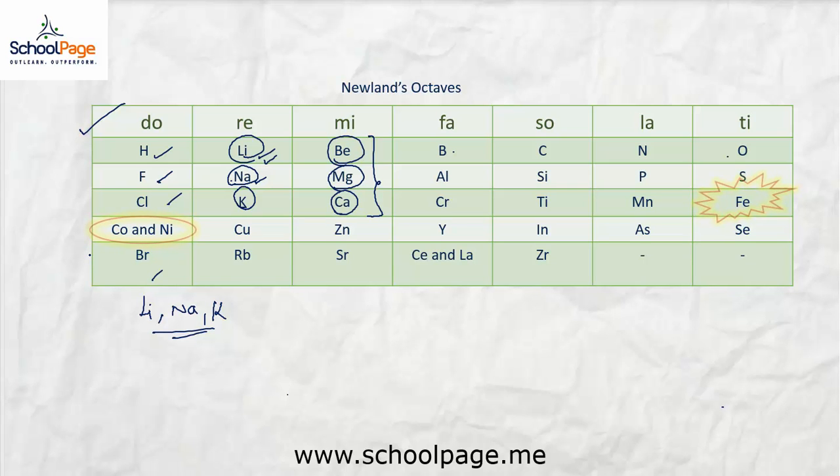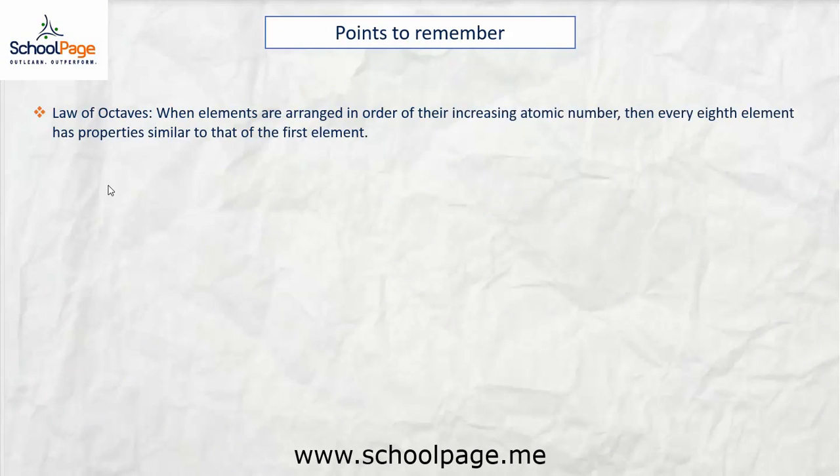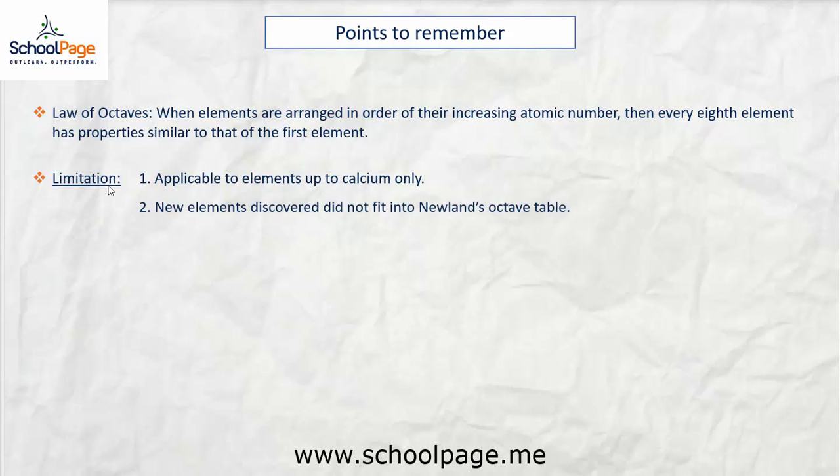Now let's have a quick recap. Law of octaves states that when elements are arranged in an increasing order of their atomic number, then every eighth element has properties similar to that of the first element. Law of octaves failed because it was applicable to the elements up to calcium only. Also, new elements were discovered which did not fit into Newland's octave table.